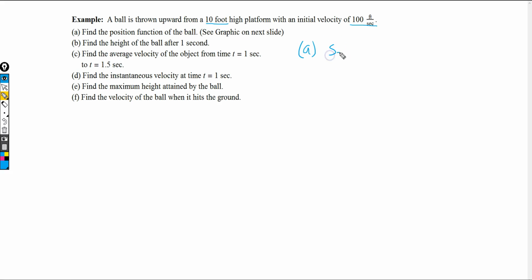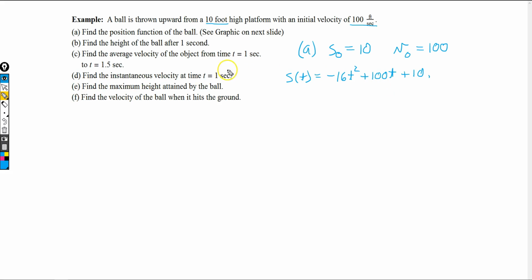So the s naught in this case is 10. That's the initial height of the ball that's being thrown upward. The initial velocity is 100, and that has units of feet per second. So our position function then from the previous slide, s of t, will be negative 16 t squared plus 100t plus 10. And that's it. That's our position function. Now let's take a look at a graphic illustrating what this position function really means.